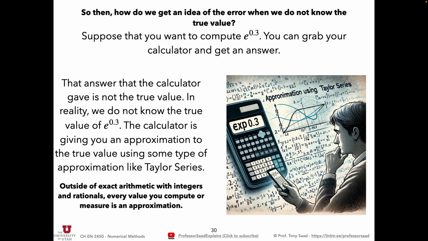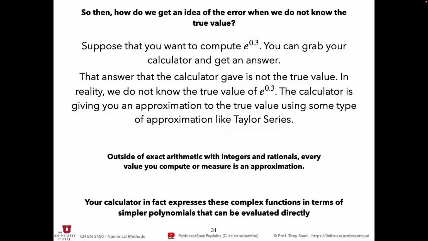Outside of exact arithmetic, integer arithmetic, or rational numbers, like fractions, every value you measure and compute is an approximation. Integer arithmetic is the only exact thing you can do in computing. Everything else is an approximation. And rational numbers also, you can do them exactly, right? Okay. So your calculator in fact expresses these functions in terms of simpler polynomials that can be computed with multiplications, additions, and subtractions.